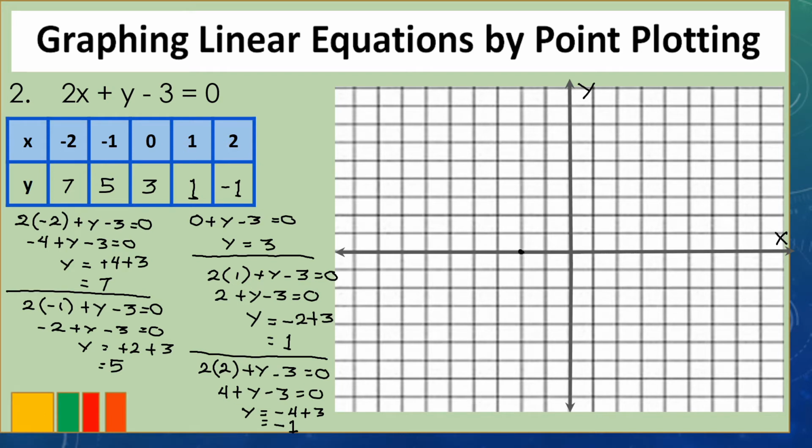Negative 2 of x, positive 7 of y. 1, 2, 3, 4, 5, 6, 7. So the first point will be here. Second ordered pair, negative 1 and 5. 1, 2, 3, 4, 5.